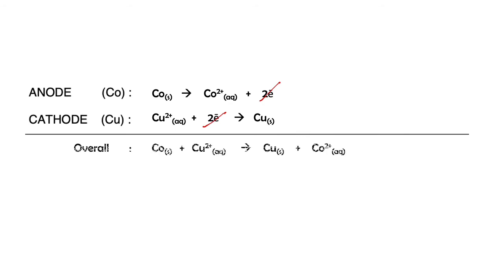Let's take a look at this example. We have cobalt for the anode and copper for the cathode. So at cobalt, it undergoes oxidation. And at the cathode, the copper ion will undergo reduction. So these two will be cancelled and we bring down whatever is left, which is this one. So guys, this is how we are going to write half cells. And you have to know how to write half cells and also the overall cell.